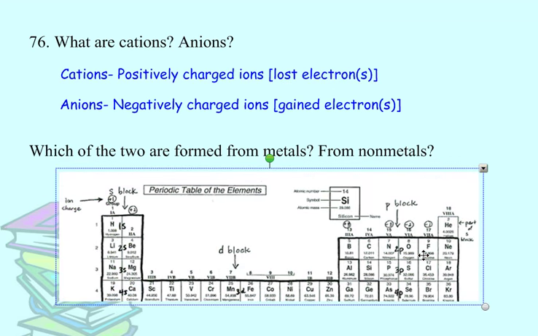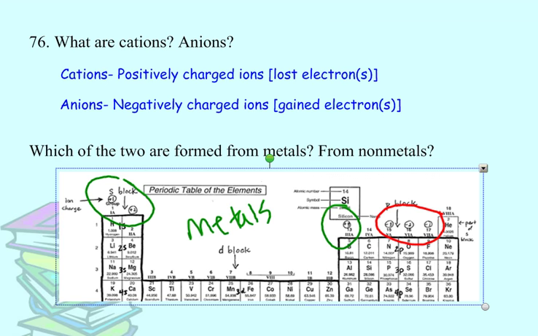Well, if you look at your periodic table, we said that cations are positively charged. So you can look up here and see the ones that are positively charged are in the metals section. And the ones that are negatively charged are in the non-metals section. So you can figure that out just by looking at your periodic table.